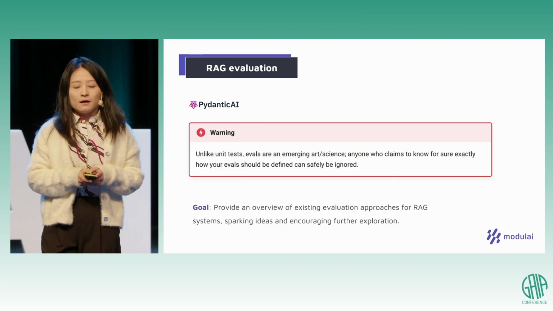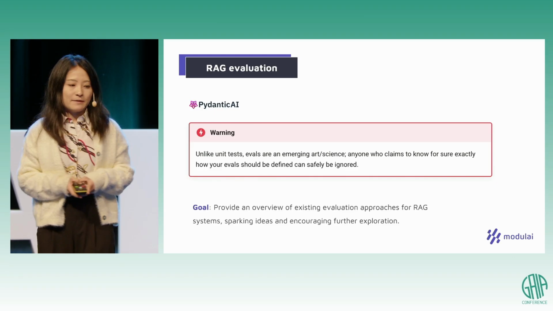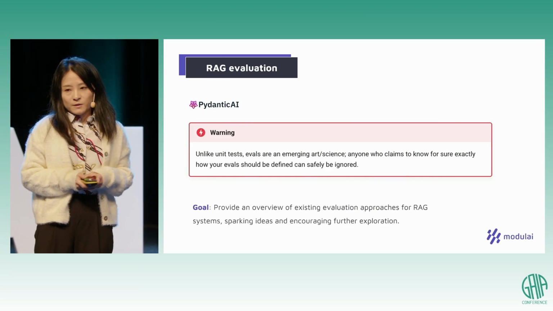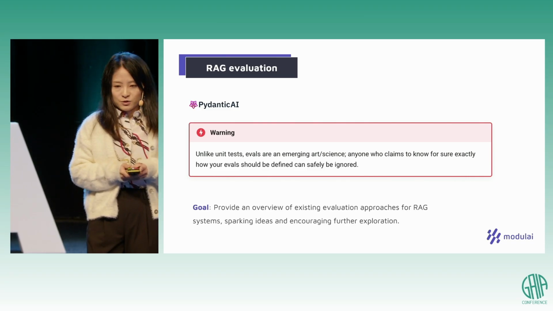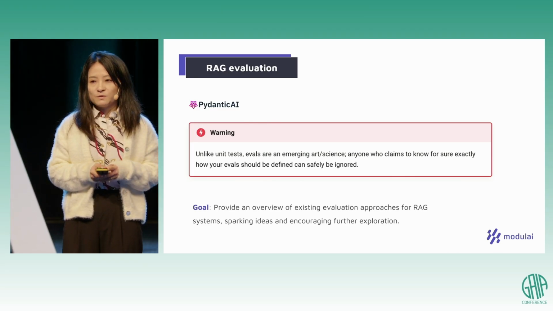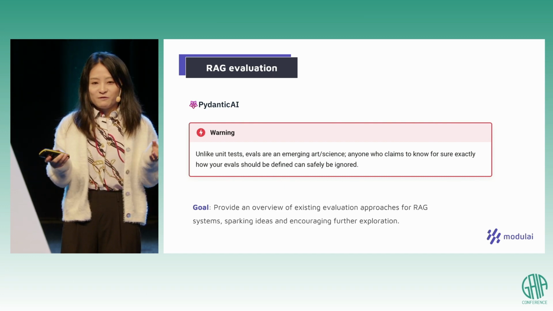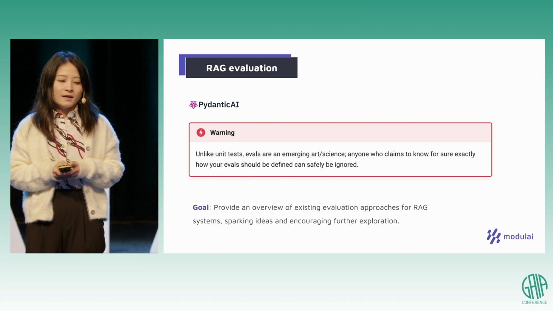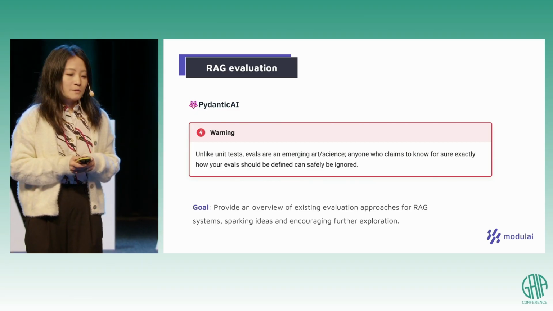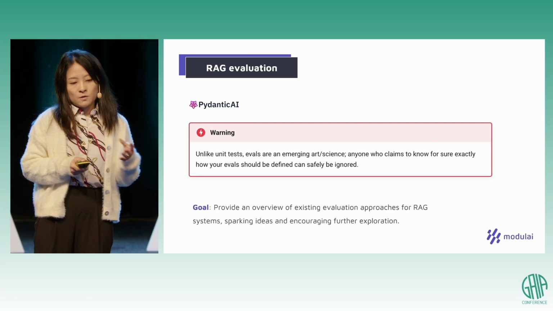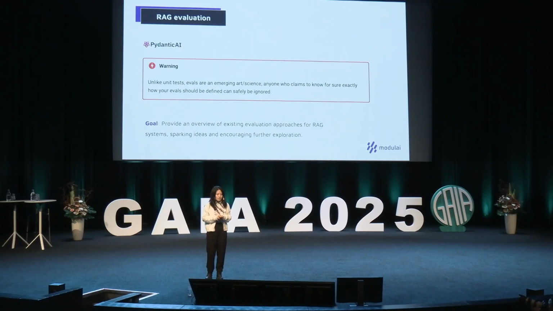Before we start looking at RAG evaluation approaches, I would like to raise a quick disclaimer. Pydantic AI has written this down in their official documentation, saying that anyone who claims to know for sure how your RAG evals should be defined can safely be ignored. But I'm not saying that you should ignore the rest of my talk, but I do want to clarify that the aim of this talk is not to give you a definitive answer or a perfect RAG evaluation framework recommendation. Instead, I would like to use this as an opportunity to spark ideas, to show you what approaches exist, and hopefully you can know how to improve your RAG evaluation and use or adapt the existing approaches to your own use cases.